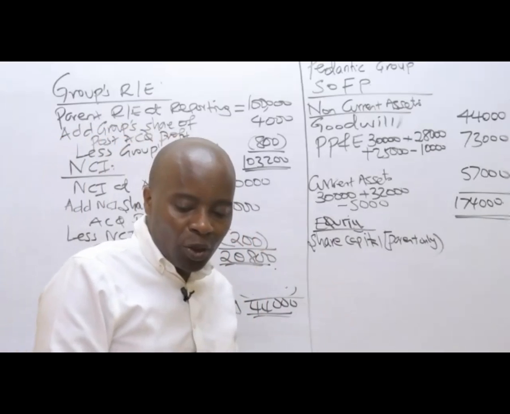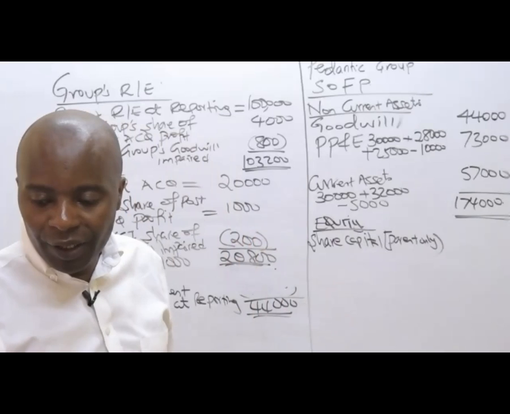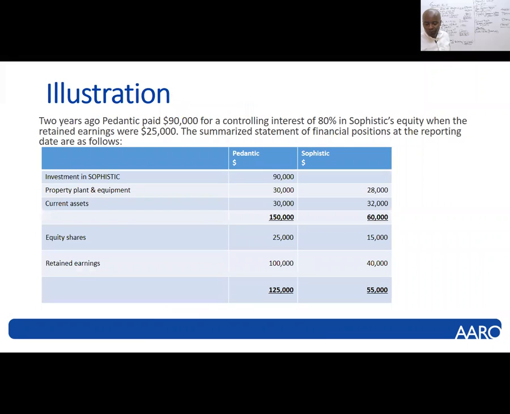So for the parent only, what we have here, ladies and gentlemen, equity shares, we have a figure of 25,000 here, a figure of 25,000 there, a figure of 25,000 there. Now, ladies and gentlemen, we have retained earnings. It's a component of equity. Unfortunately, for retained earnings, we have a figure for the group's retained earnings of 103,200.